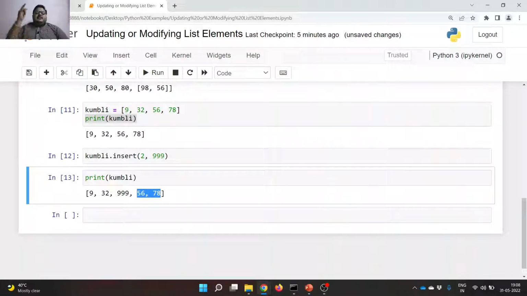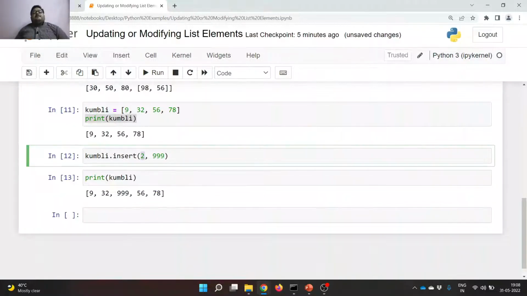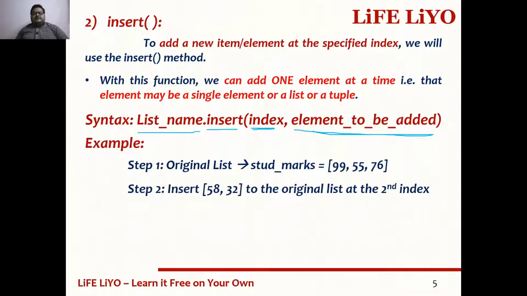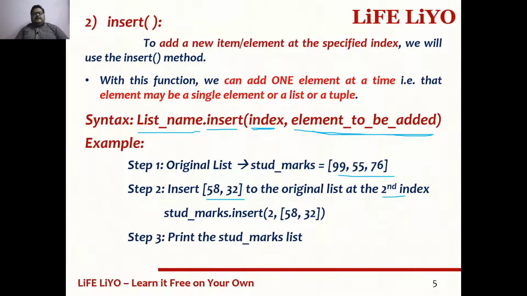Append is going to add at the ending only, but insert is going to add at the respective index position. So in student marks 99, 55, 76, insert 50, 32 at the second index, same: 2, 50, 32. Print the student marks. We are going to get the same thing.